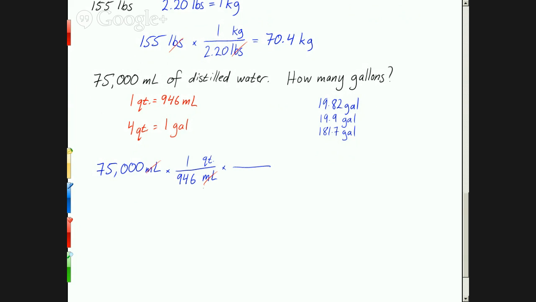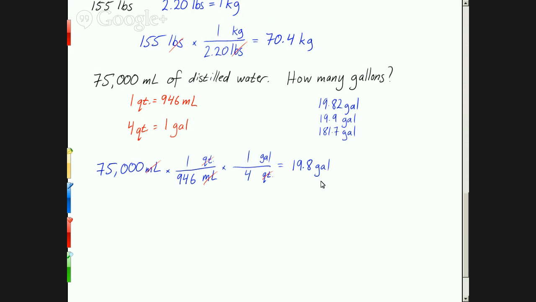What's next then? Quarts to gallons. So we want quarts on the bottom and gallons on the top. And the 4 goes with the quarts and the 1 goes with the gallon. Now we've canceled quarts and we're left with gallons, so we're good. The way that we calculate this then is to take 75,000, divide by 946, because that's on the bottom, and then divide again by 4. And I think that if you do that, you get one of these numbers just depending on rounding error. So I think it comes out to about 19.8 gallons.